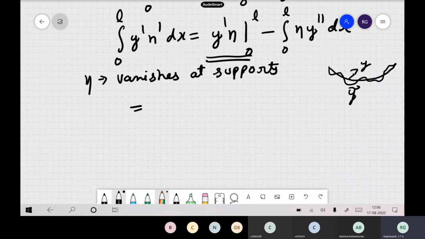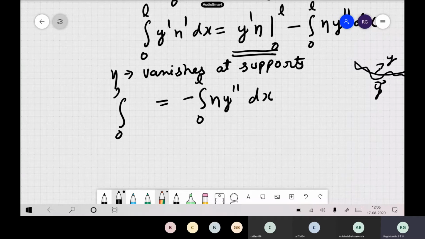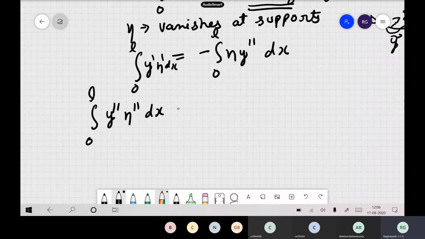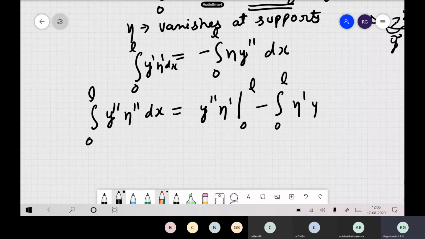So this integral turns out to be simply minus the integral from 0 to L of eta times y double dash dx, since y dash is eta dash dx. So this is our value for this integral. Now this integral, the integral from 0 to L of y dash, y double dash, eta double dash dx, also has to be evaluated. So you do the same integration by parts: y double dash eta dash from 0 to L, minus the integral from 0 to L of eta dash y triple dash dx.